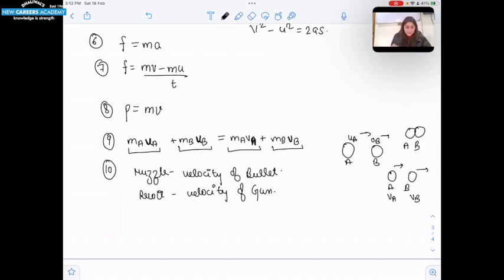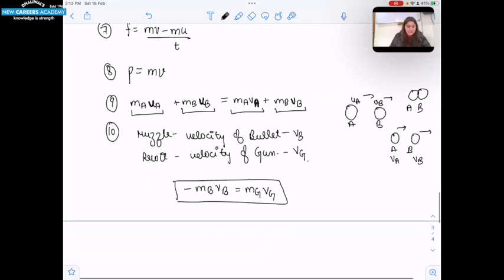So the formula for this is MBVB is equal to MGVG, wherein MB is the mass of the bullet, VB is the velocity of the bullet, MG is the mass of the gun and VG is the velocity of the gun. So muzzle velocity is VB and velocity of gun is VG. This is our formula for muzzle and recoil velocity.